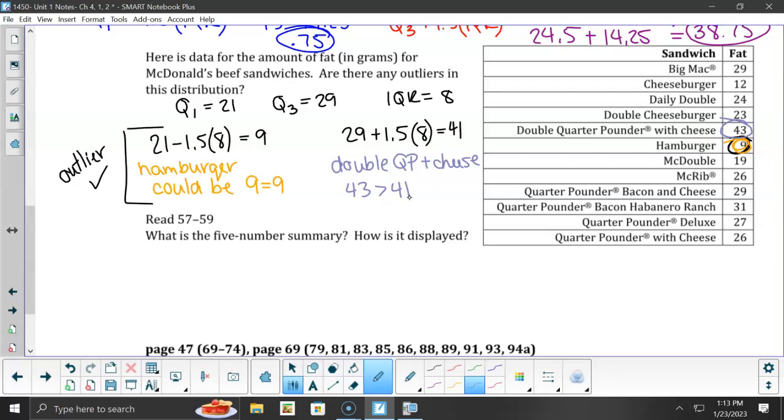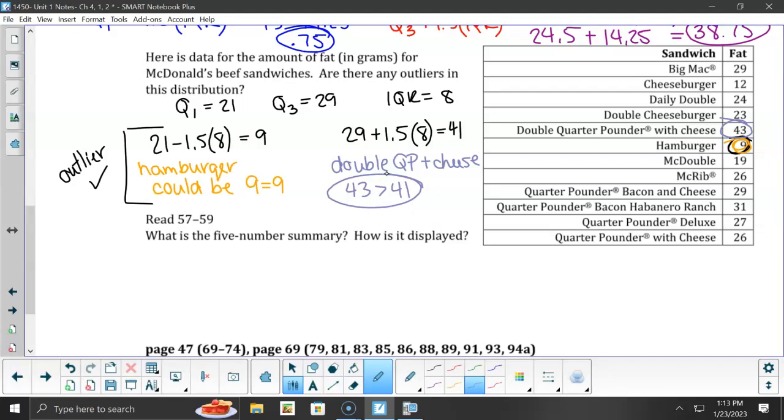If you said the hamburger's not an outlier because, are you guys listening? Because your test is next week. Might want to listen. So, the question was, if you said hamburger is not an outlier because it's right at the cutoff, I would not be angry about that. That's fine. All right? The double quarter pounder with cheese is definitely an outlier. Okay? And the reason it's an outlier is because 43 is definitely bigger than 41. That's what makes it an outlier.